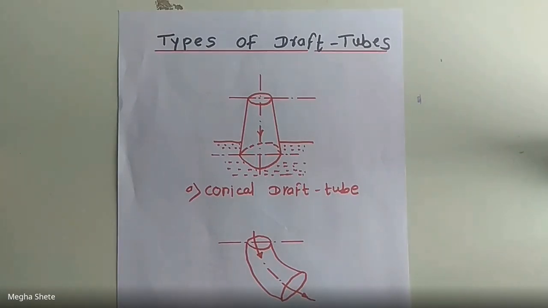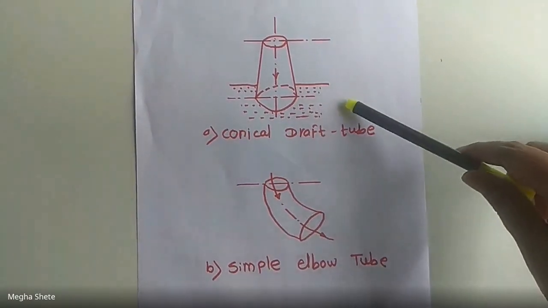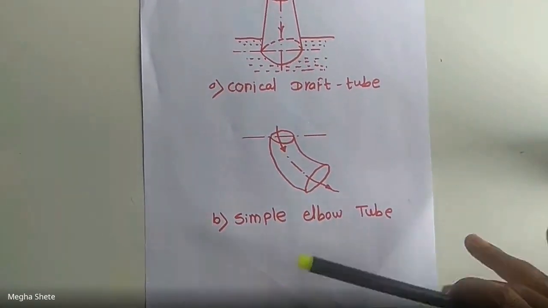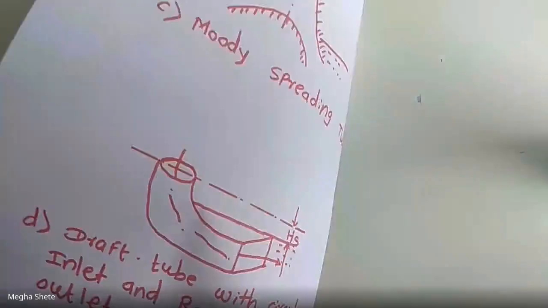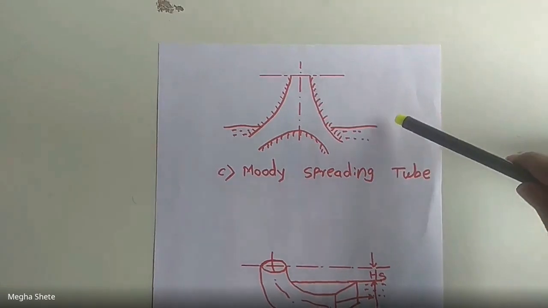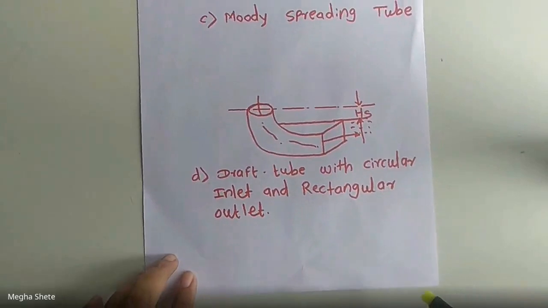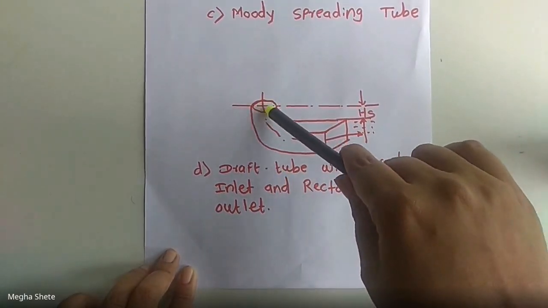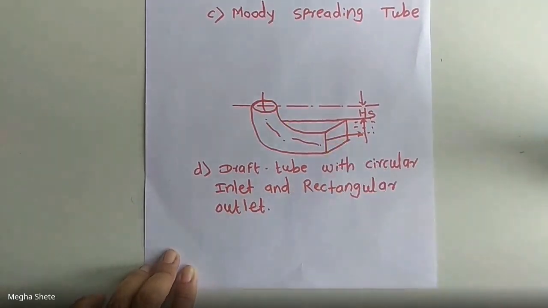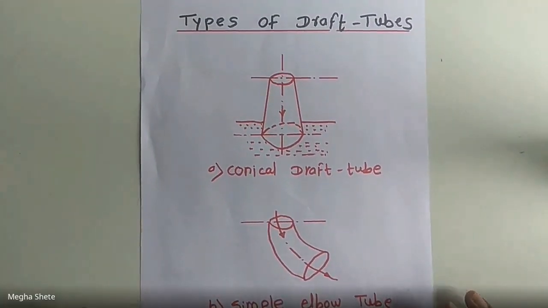Now, what are the types of the draft tube? The first type is the conical draft tube. The second type is the simple elbow tube. The third type of draft tube is the Moody spreading tube. And the fourth type of draft tube is the draft tube with circular inlet and rectangular outlet. These are the four types of draft tube.